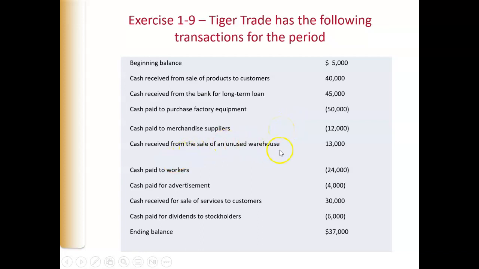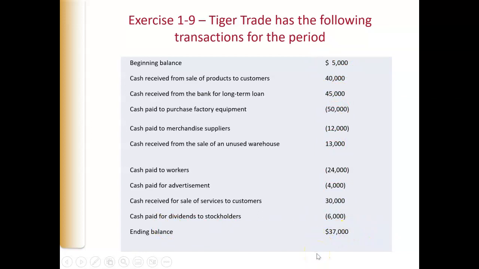Cash received from the sale of an unused warehouse, that came in. And then cash paid to workers, that went out. Cash paid for advertising, that goes out. Cash received from the sale of services to customers, that comes in. I'm just right now trying to figure out a balance. Cash paid for dividends to stockholders, that goes out. So what we did is, we know what the beginning of the period is, we know pluses and minuses, and what our ending cash balance is.